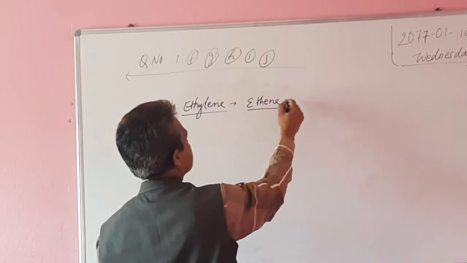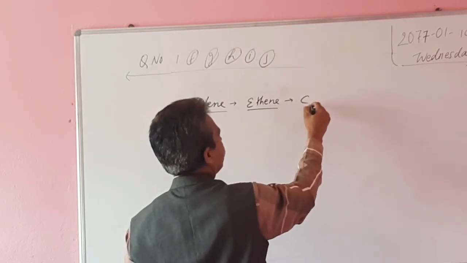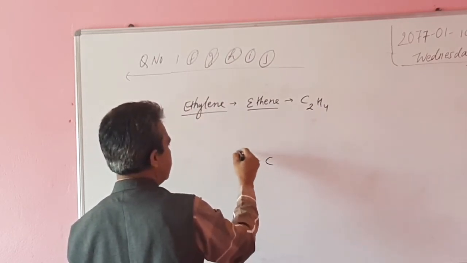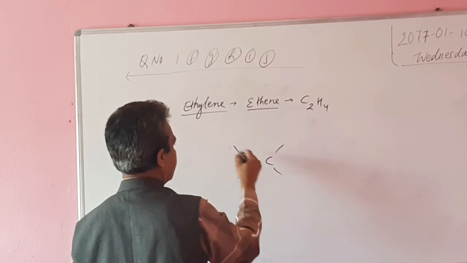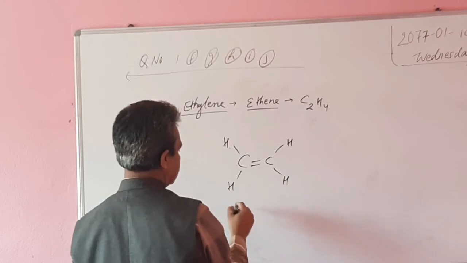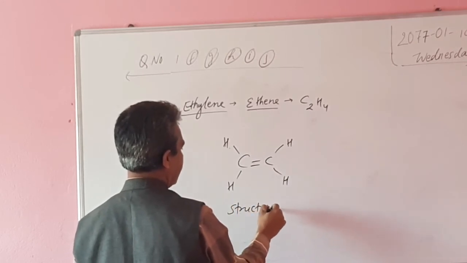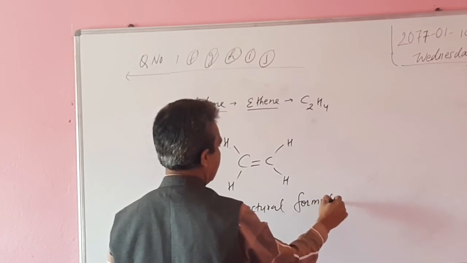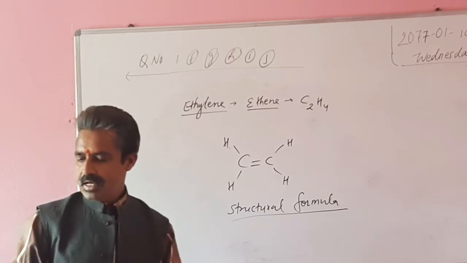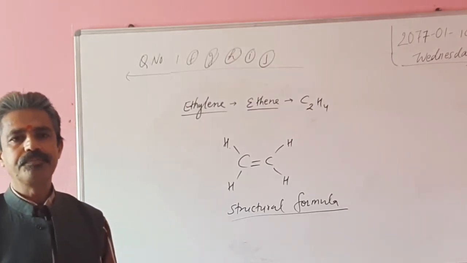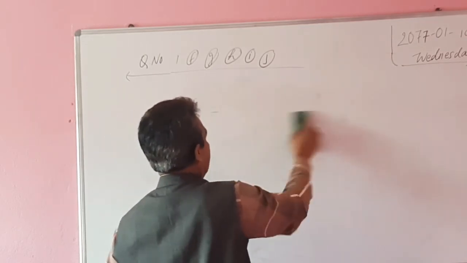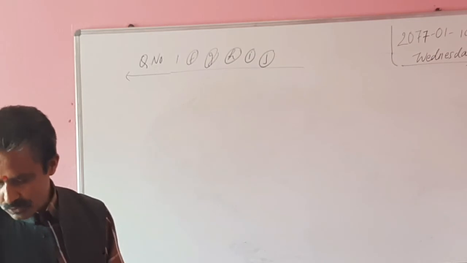So what is the molecular formula? C2H4. Now its structural formula is CH2 double bond CH2. So this is the structural formula of ethylene. The double bond is present here. So is this a saturated hydrocarbon or unsaturated hydrocarbon? This is an unsaturated hydrocarbon. Okay, my dear students, now there are some more questions to discuss.